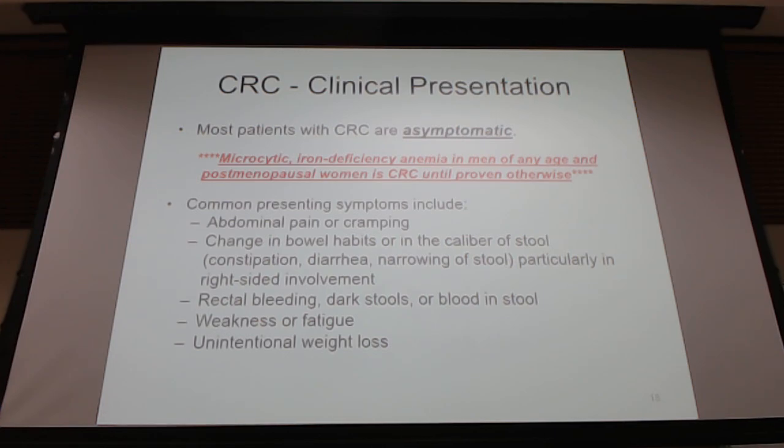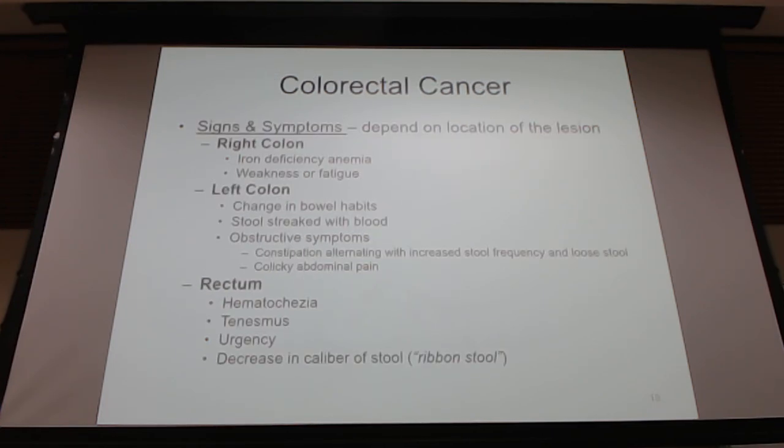Now, where that cancer is can result in different things. We're talking about this being in the right colon. The right colon is on the right side of the body, as in the ascending colon. We typically see that run a little bit more with IDA, iron deficiency anemia, as well as weakness and fatigue. Left colon, because it's closer to the rectum, descending colon, we're going to see changes in bowel habits. Typically you're going to see stool streaked with blood, and most people don't look in the toilet after they're done.